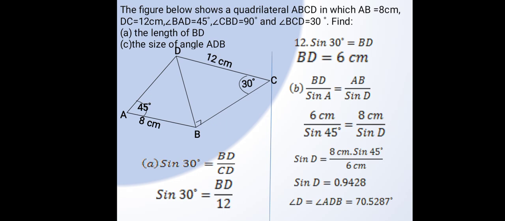The size of angle ADB, we calculate it using the sine rule, and that is angle D, which is 8 centimeter, all over 8 centimeter sine 45 all over 6 centimeter, and we get that angle to be 70.5 degrees.